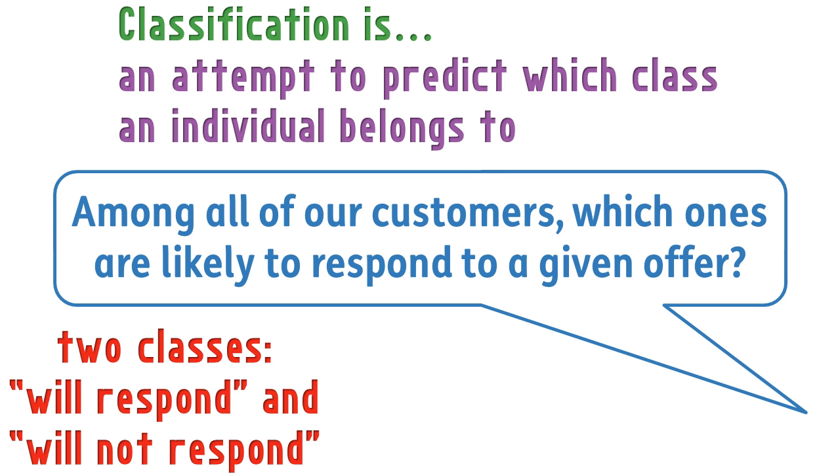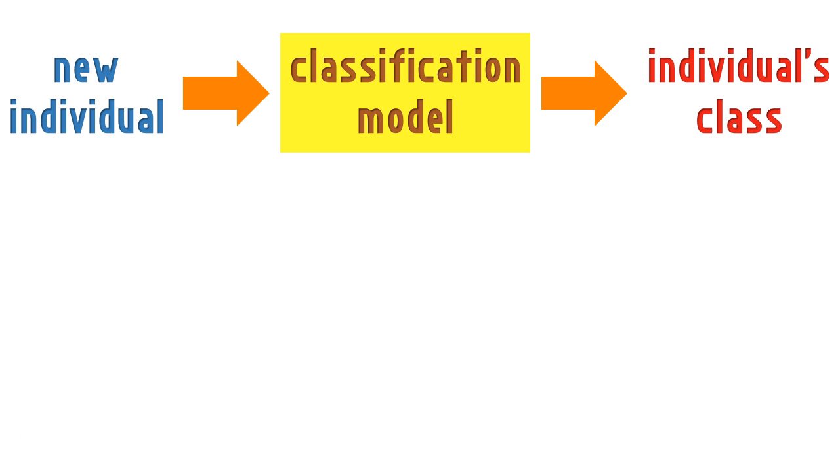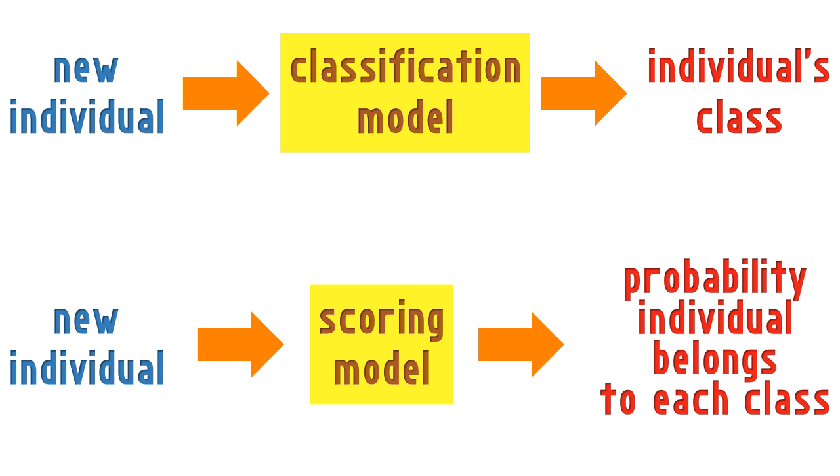In this example, there are 2 classes, and they can be named will respond and will not respond. For a classification task, a data mining process produces a model that, given a new individual, determines which class that individual belongs to. A task that is closely related to a classification is scoring. For a scoring task, a data mining process produces a model that, given a new individual, determines a score representing the probability that the individual belongs to each class.